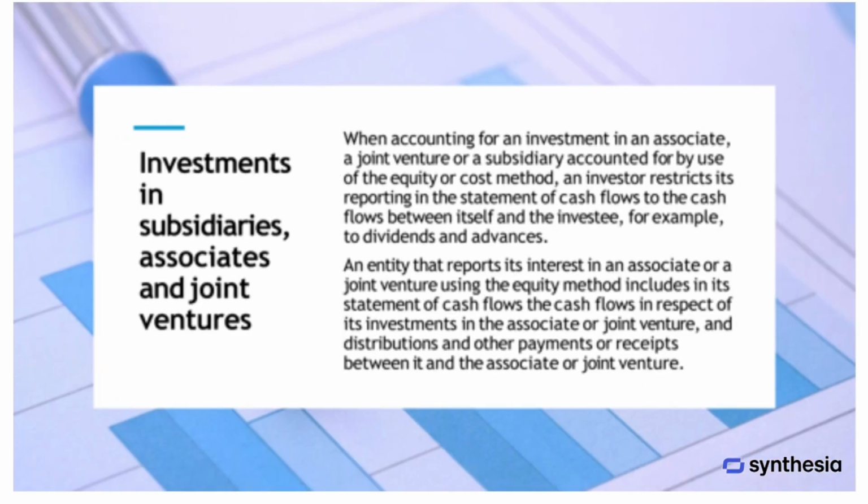When an entity accounts for an investment in a subsidiary, associate, or joint venture using the equity or cost method, it limits its cash flow reporting to transactions directly occurring between itself and the investee, such as dividends and advances. If an entity applies the equity method to report its interest in an associate or joint venture, it includes in its statement of cash flows the cash flows related to its investment, as well as any distributions, payments, or receipts exchanged between itself and the associate or joint venture.